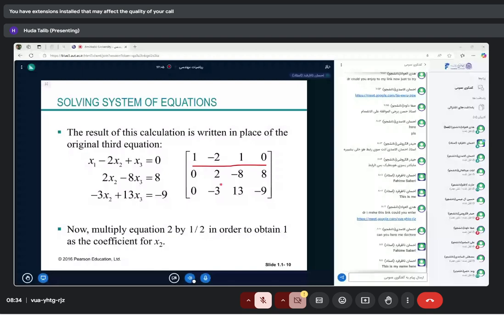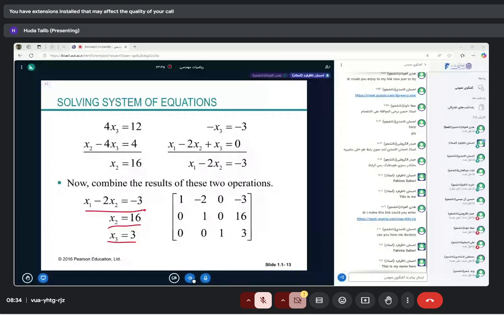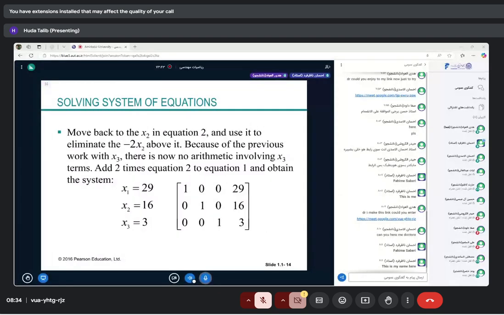So we can follow the same strategy for the other variables. Then we are left with this one: x3 is 3, x2 is 16. And for the first variable also, we need to follow some other steps. Then this becomes, we are left with x1 29, x2 16, and x3 3.